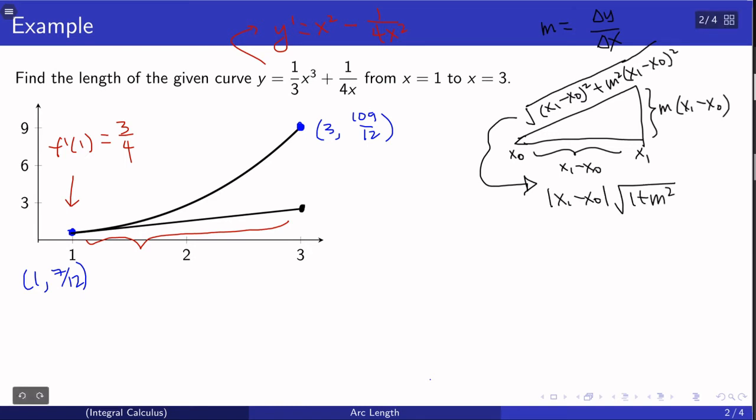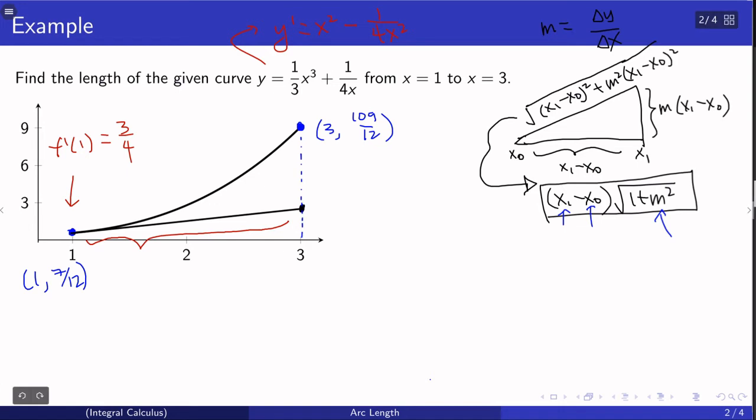Right? It just becomes the absolute value of x1 minus x0 times the square root of 1 plus m squared. Or if we know for sure that x1 is to the right of x0, then this is a positive value, and we can just put parentheses. So it turns out we only need three things to compute the length of this segment. We just need your x coordinates, where you're starting and where you're ending, and the slope.